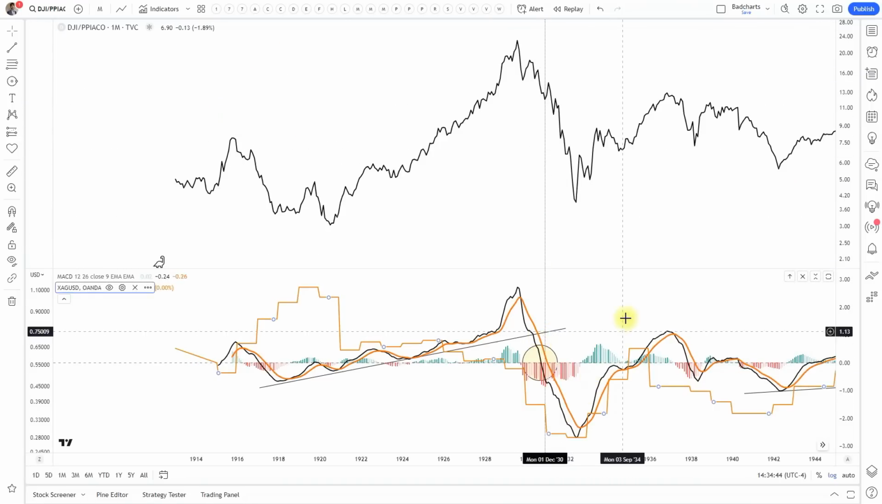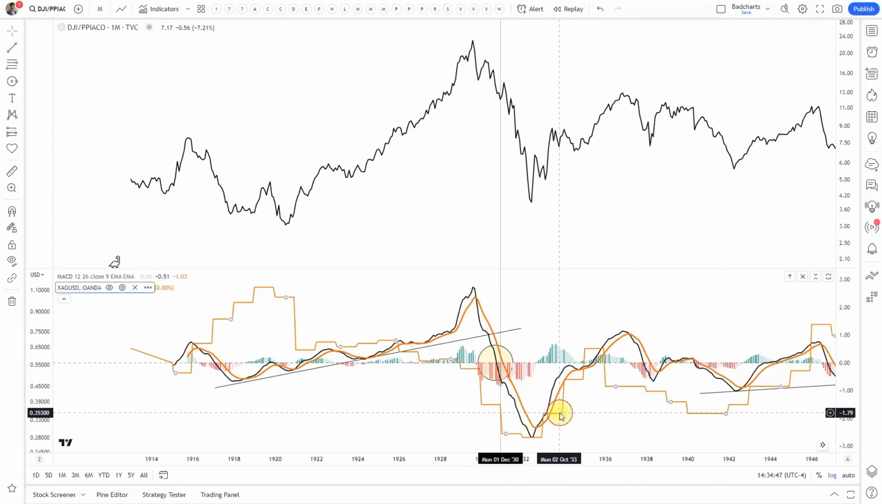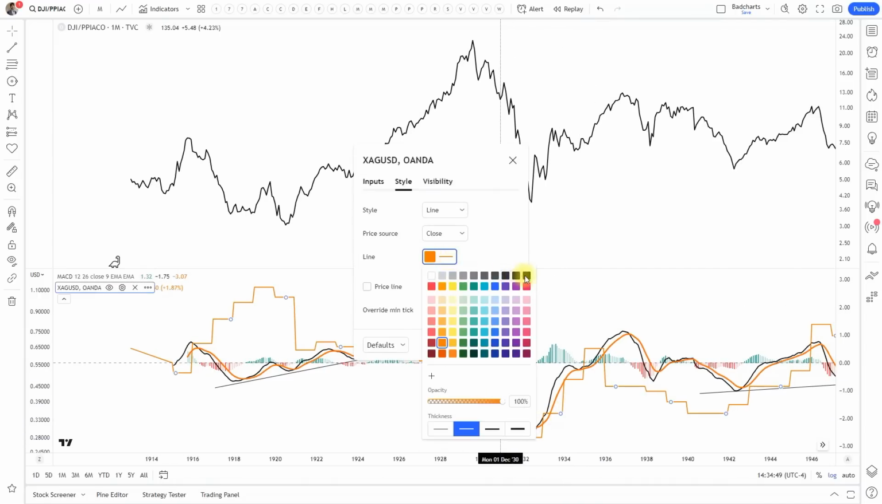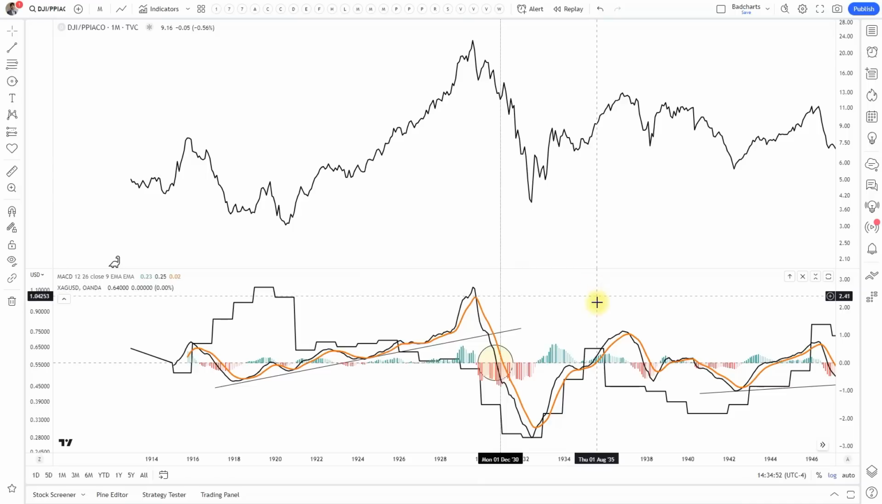But look at silver. I just dragged silver down here just to show you in the bottom pane. Maybe you want a different color. I could put, okay, here, I'll put it black here on the bottom pane.